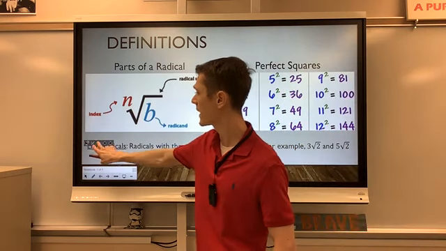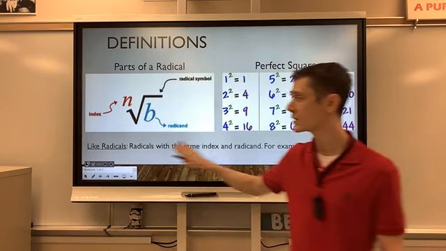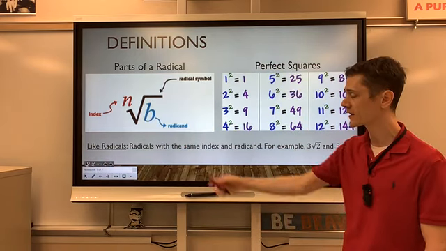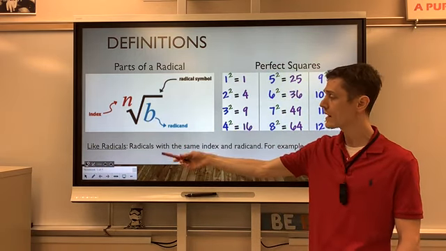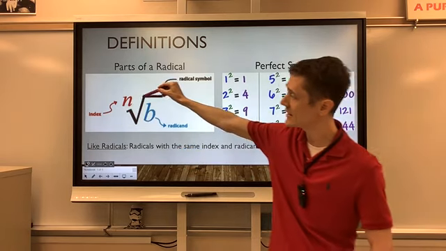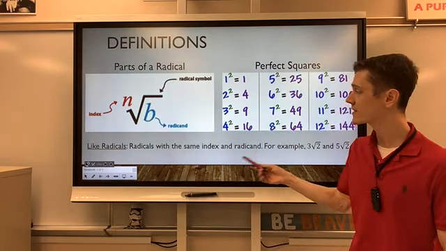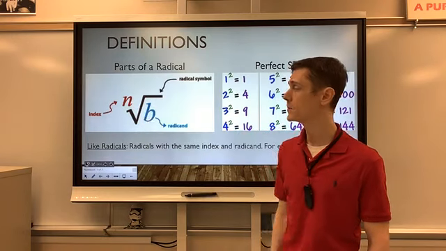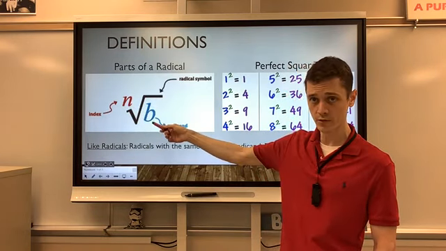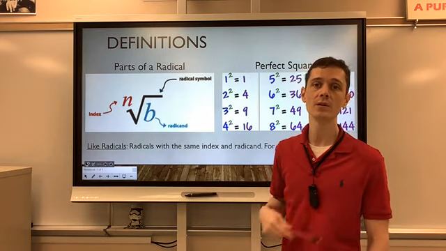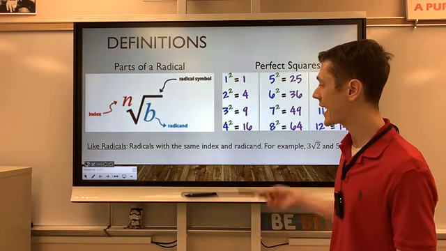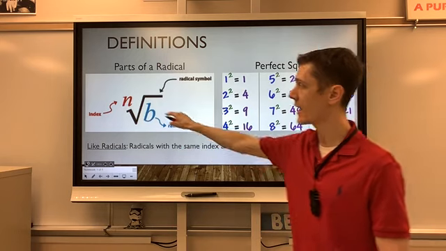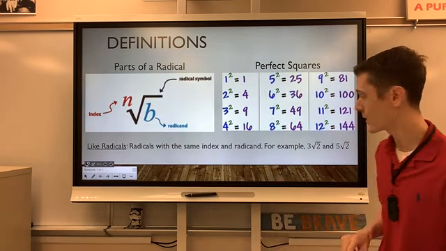And then the last piece that I have on here, the other definition, is what are like radicals. This will come up on the adding and subtracting specifically, so I'll come back then. These are radicals that have the same index and the same radicand. So basically, they both have to be square roots, for example, and you can't have a square root of 3 and a square root of 5. Those would not be like radicals. We can only add like radicals, so it'll have to be the same index and radicand for those problems.